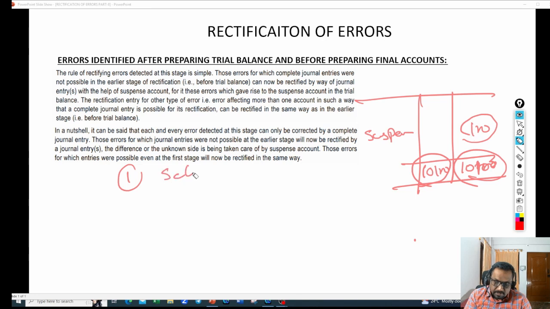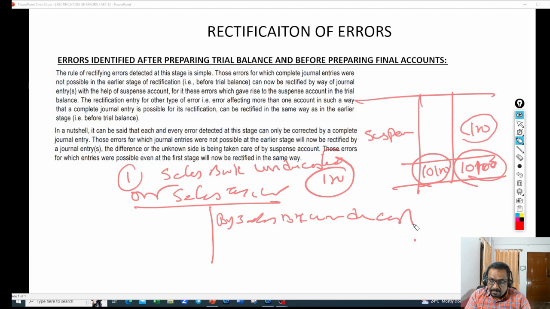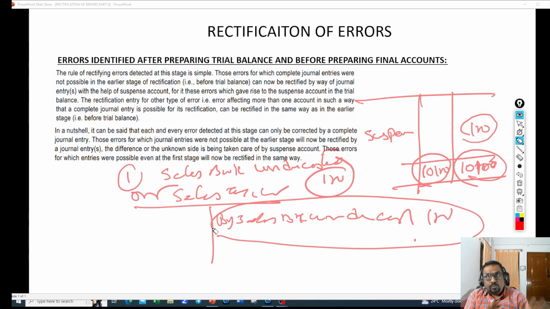Now, sales book undercasted with 100 rupees. This is the error you identified. What is it that we used to do previously? Since sales book is undercasted, it will have impact only on sales account. So what we used to do previously: by sales book undercasting 100 rupees. This is how we used to write. Are you getting my point? Simple. This is called one-sided entry. This is how we did our rectification in our first stage.